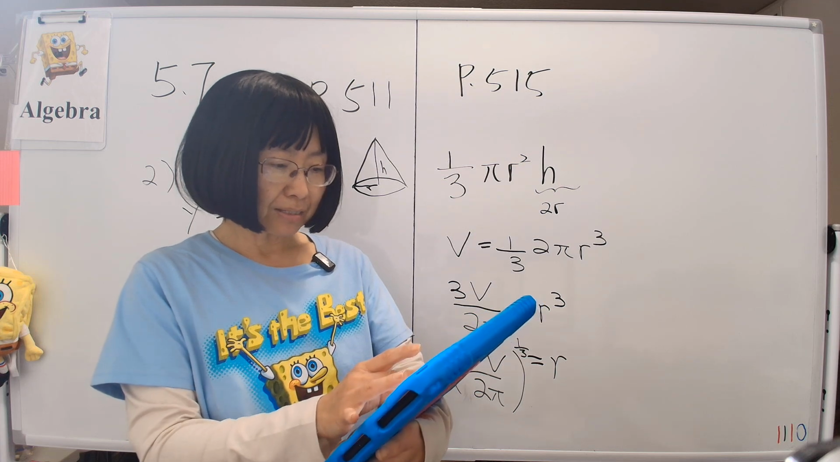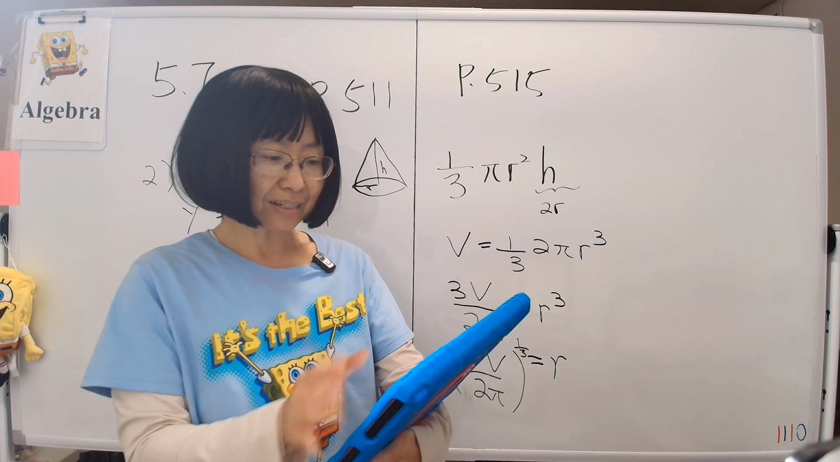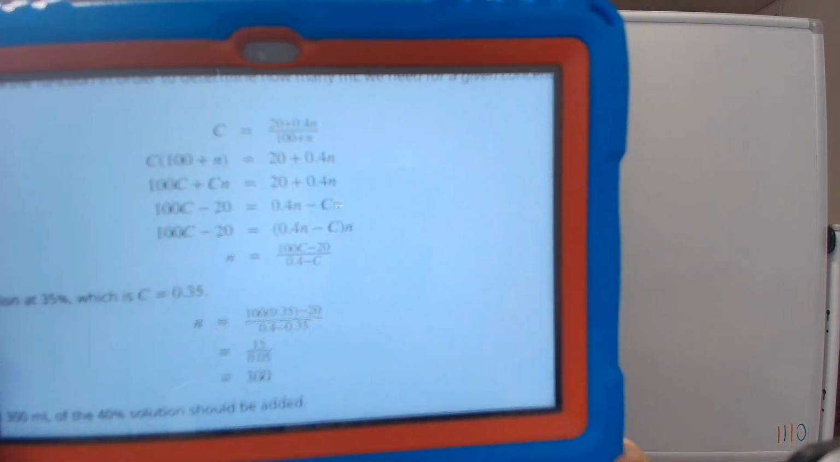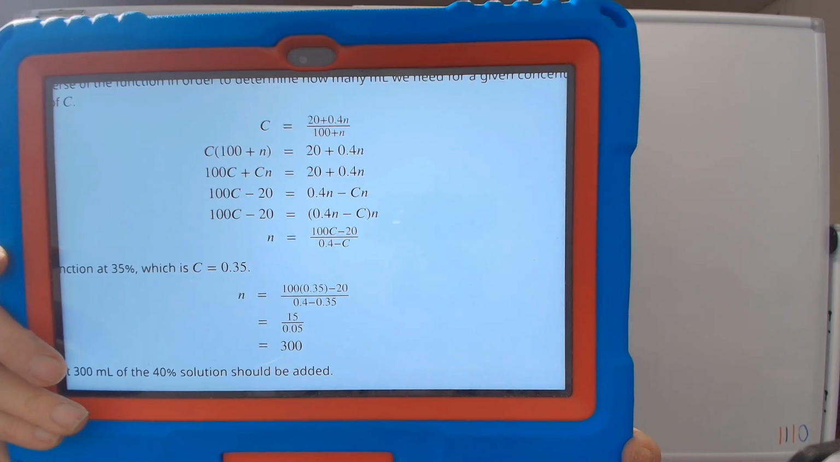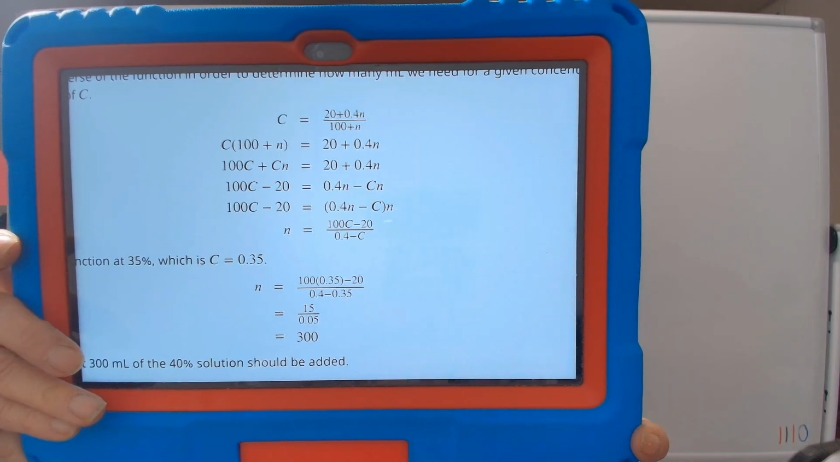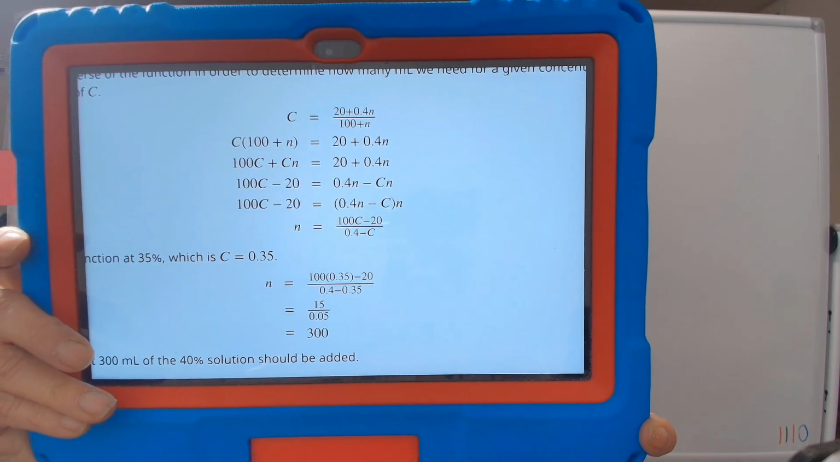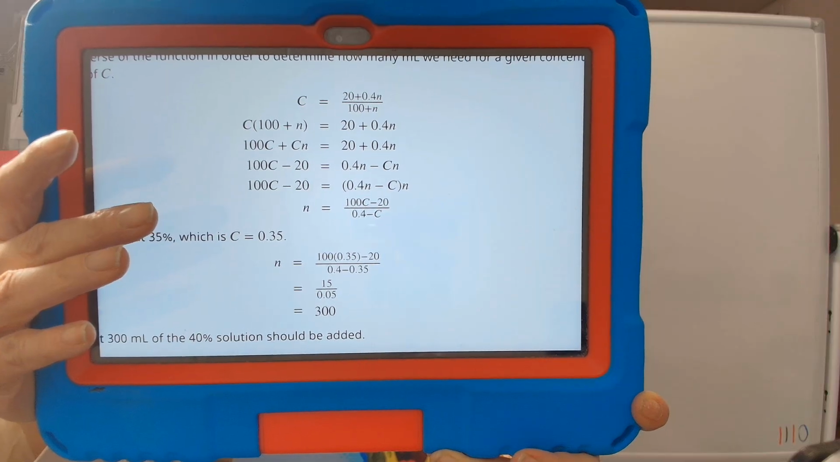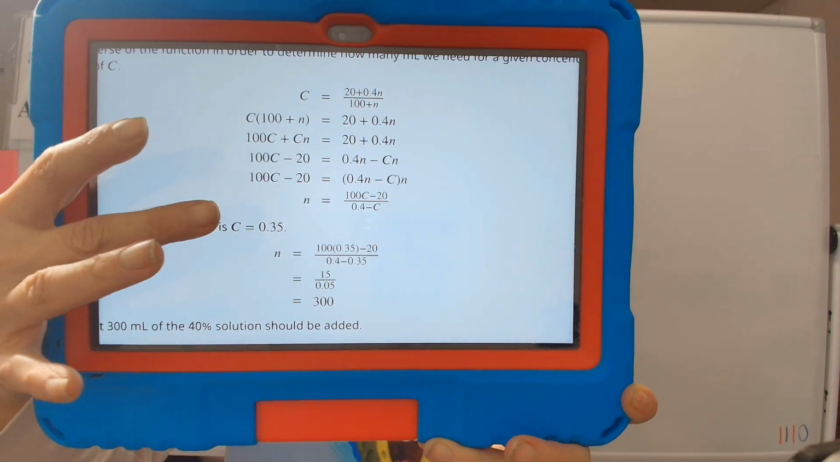Okay, example 8 is we are given some formula C in terms of n. Never mind what they are. The point is we need to isolate n in terms of C. Again, you notice the book doesn't tell you to exchange n and C? No, of course not. That would be ridiculous.